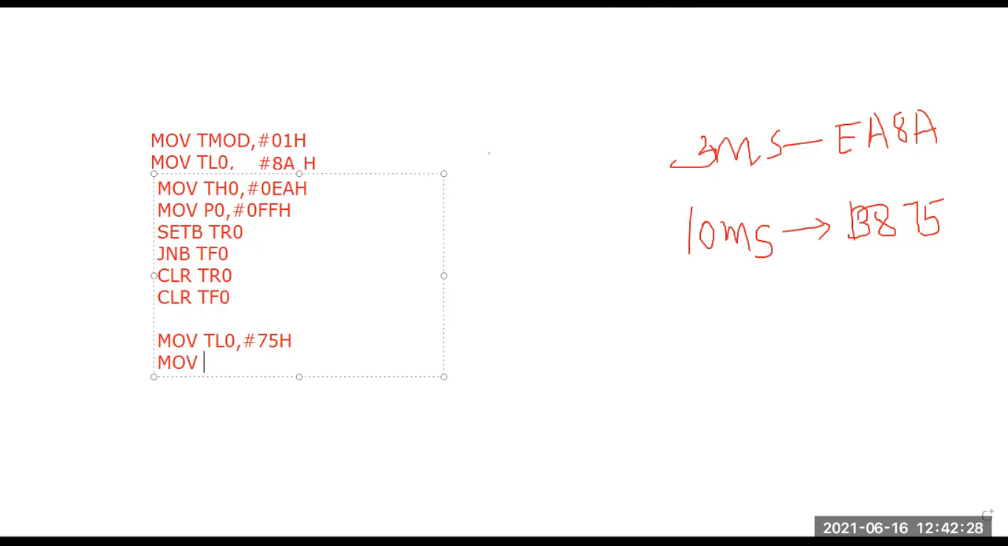Next one, move TH0, comma, B8. Okay, B8, 0B8H I'll give. Also you can give B8H. 0B8H. And then next one, you have to load P0 values.